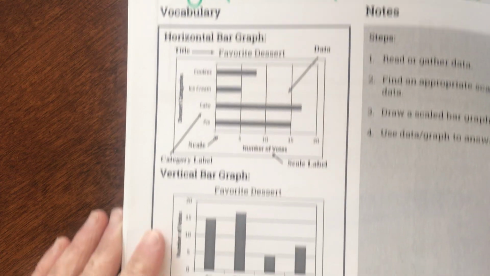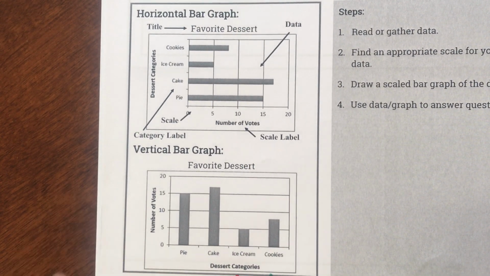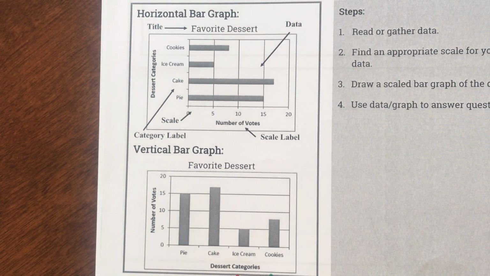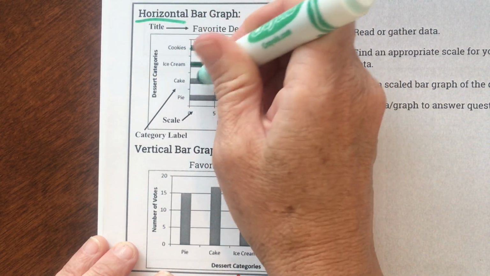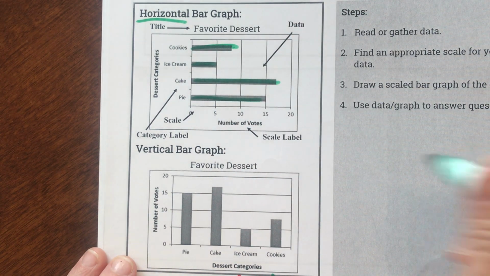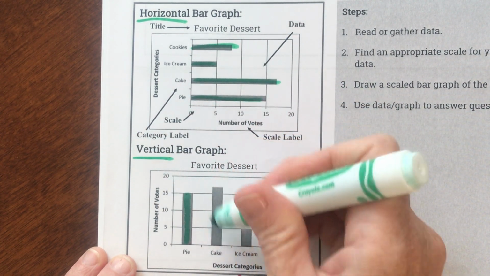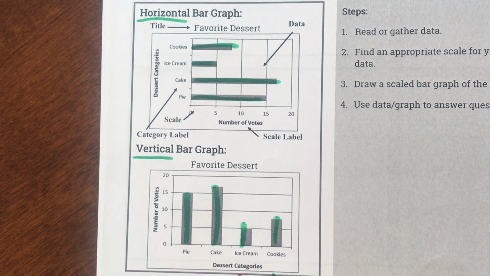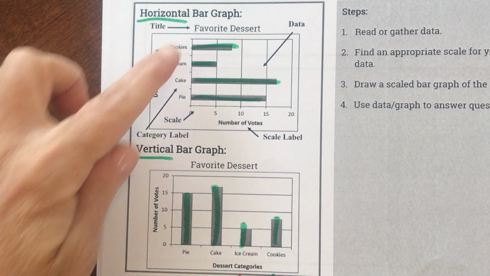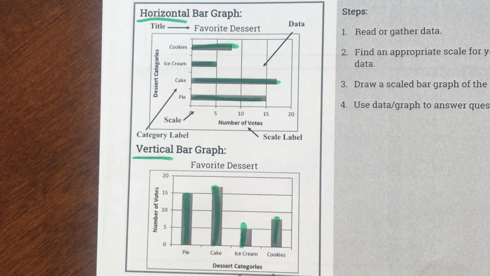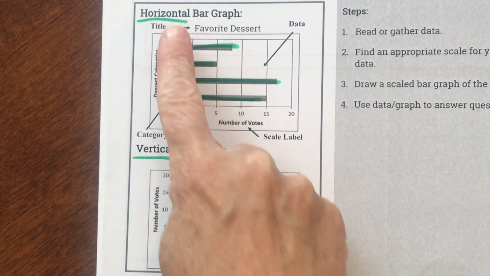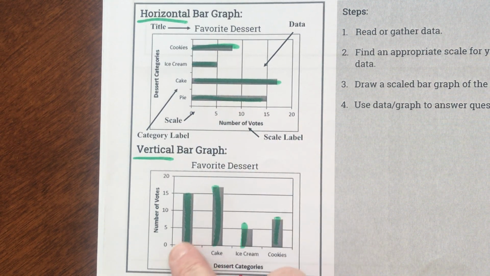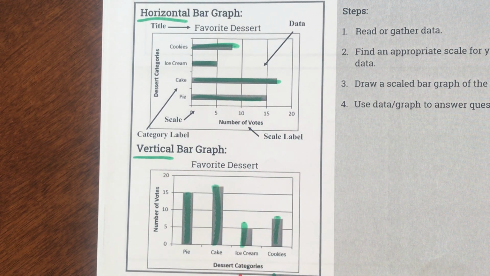So a couple of reminders about our bar graphs is, remember, they're called bar graphs because of these bars. And we could have horizontal bar graphs where our bars are going horizontally, or we could have vertical bar graphs where our bars are going vertically. We also always have a title, favorite dessert, and we also have a scale, which are numbers. So in the horizontal one, it's going horizontally. In the vertical one, the scale is going vertically. And then we have some sort of categories of what we're measuring.